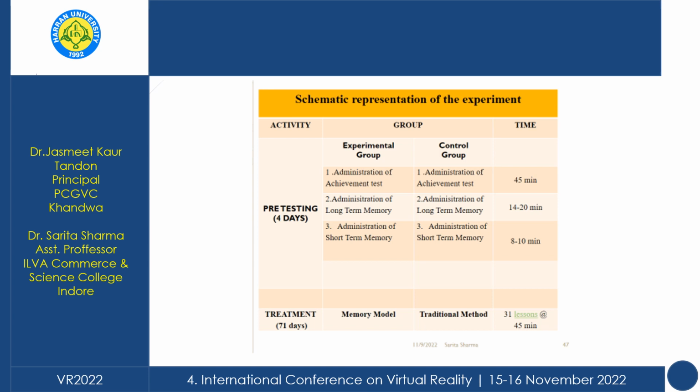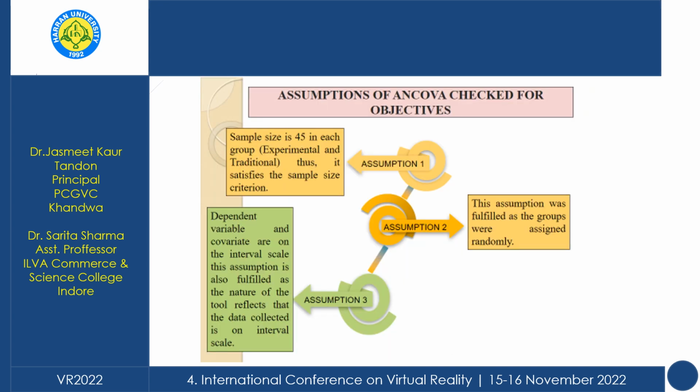This is the schematic representation of the experiment that was undertaken during the research work by the researcher. First, pre-testing was done within 4 days. Each test was conducted on a single day, like administration of the achievement test, administration of long-term memory, and administration of short-term memory. Then treatment was given for 71 days. Again, the same tests were repeated in the form of post-testing, in which the achievement test, long-term memory test, and short-term memory test were administered.